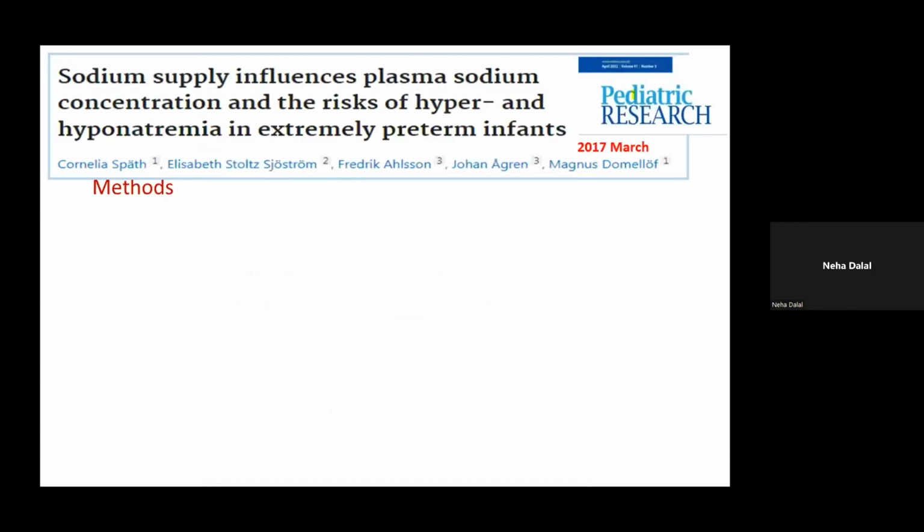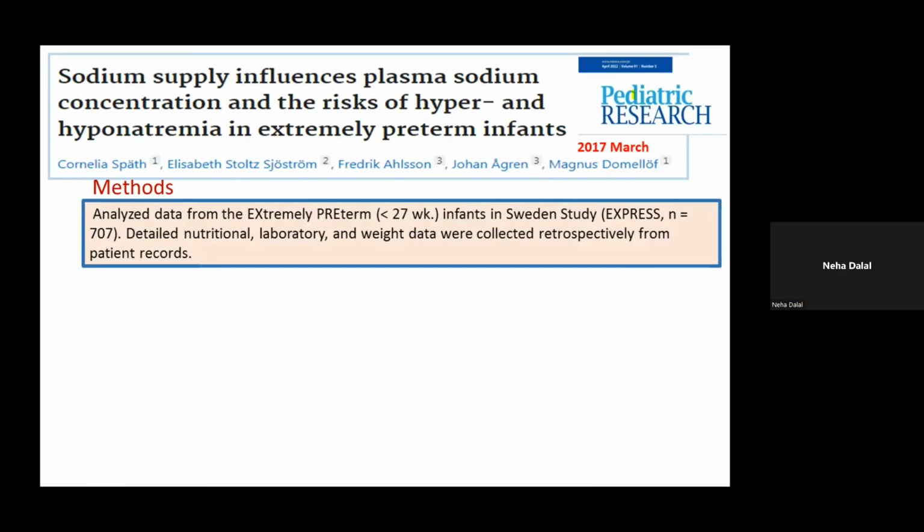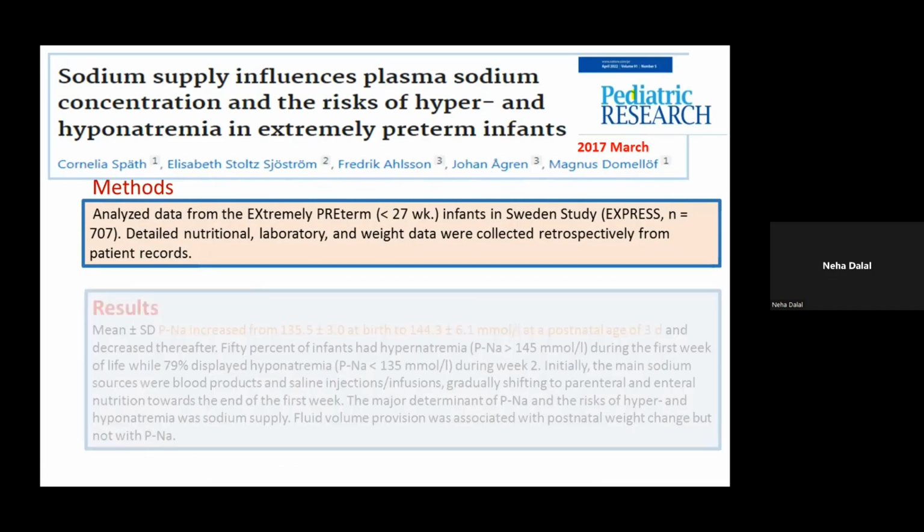So this latest study, published in March 2017 in Pediatric Research by Späth et al., aimed to look at the sodium supply that contributed to the risk of both hyper- and hyponatremia in extreme preterm infants. This was the EXPRESS study, which looked at data in extreme preterm babies less than 27 weeks by retrospective analysis, and their nutritional, laboratory, and weight data were subsequently collected from the records.